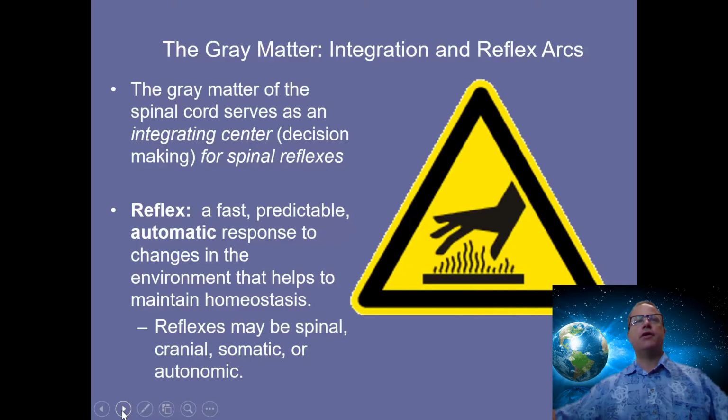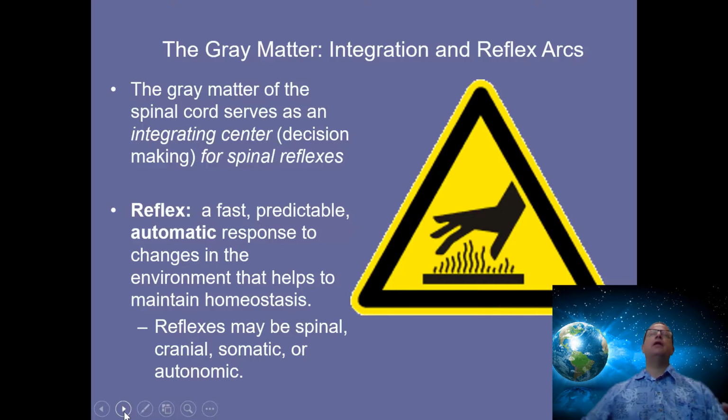Now, the gray matter we said before is the integration center of the central nervous system, and in the spinal cord, that gray matter is found in our horns. And some of this information coming in can result in an automatic, sort of predictable reflex. A reflex is a fast, predictable, automatic response to changes in the environment.